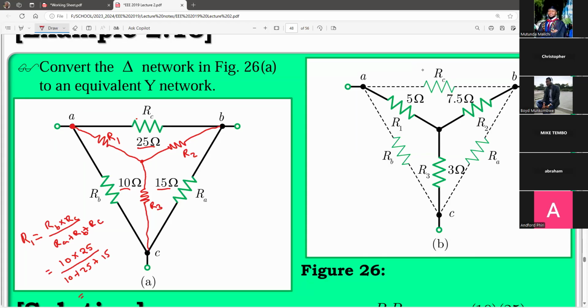Okay. I don't know what this simplifies to. This is 250 over, this is 35. I think 50.